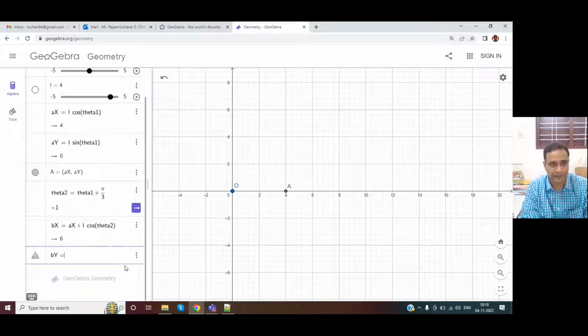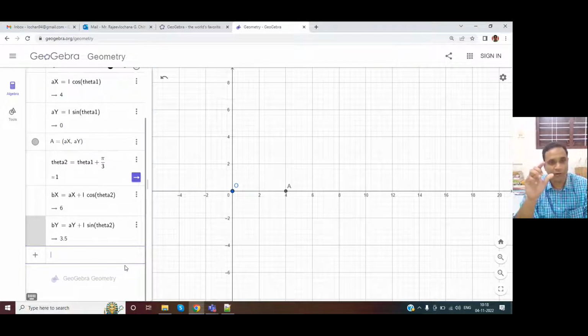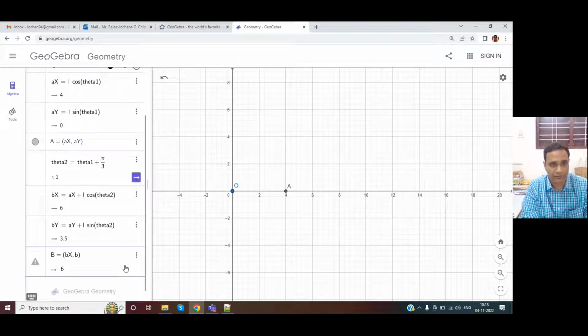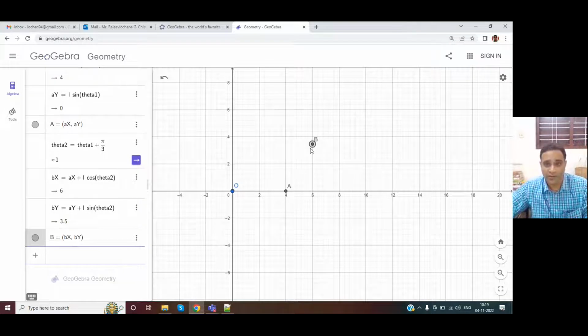Similarly, BY is equal to AY plus L into sine of theta2. Okay, so we have got the values of BX and BY. So point B is obtained by giving those parameters BX, BY. Okay, so next point B is obtained.